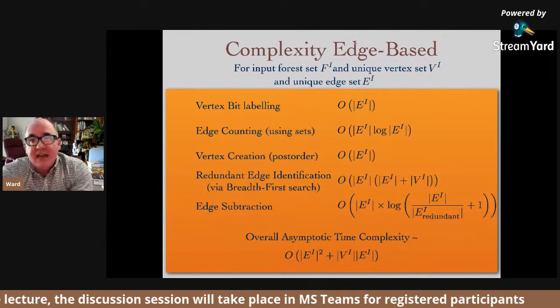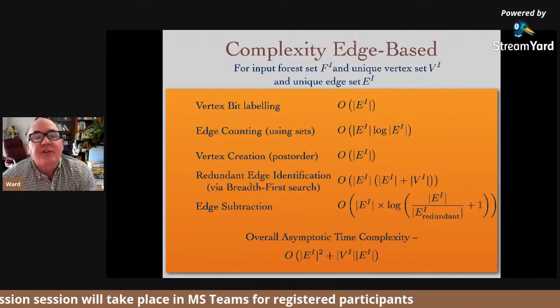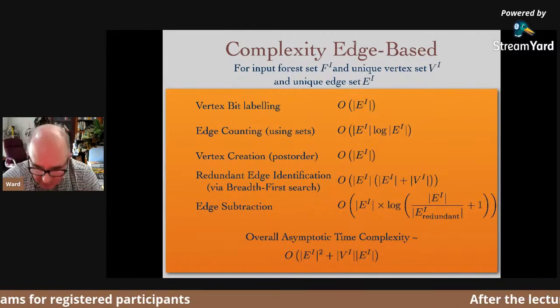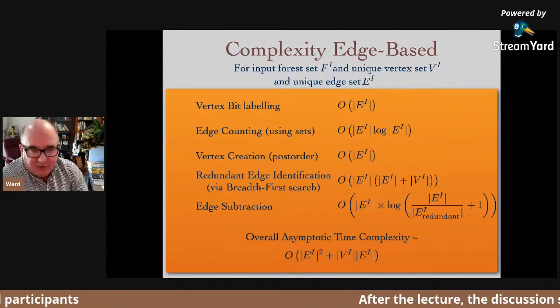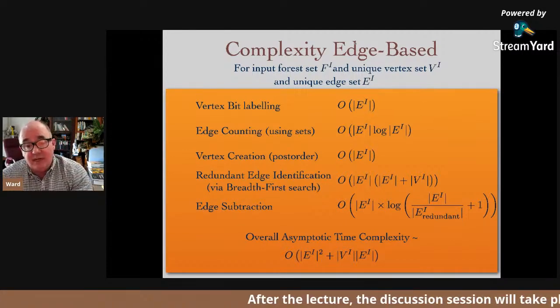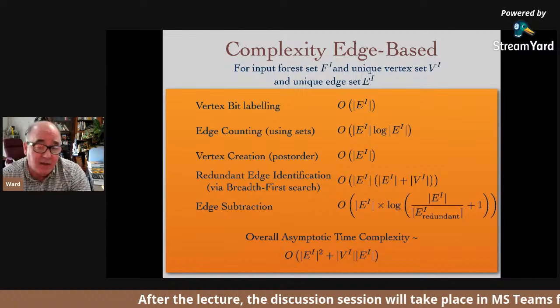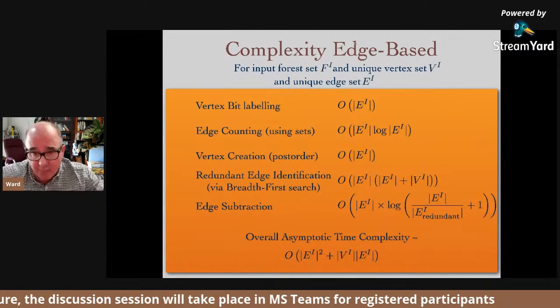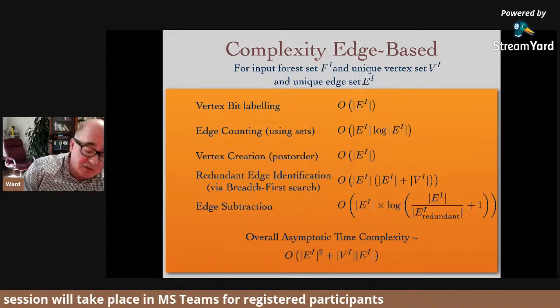The complexity of the edge-based sets is very similar, as you can see. The vertex bit labeling is the same. The edge counting is the same, but in terms of edges. The vertex creation of the post order is a little simpler, because instead of the squared term earlier of the vertices, you're really just doing post order passes. So that really is a linear process over the edges of the tree, or the graph rather.